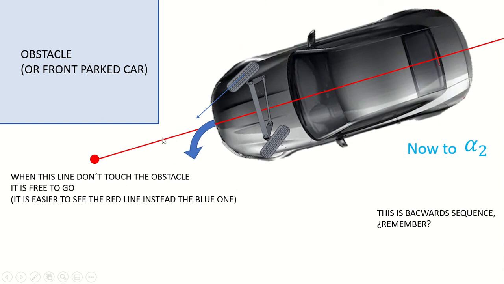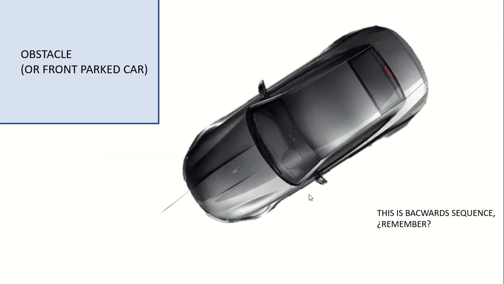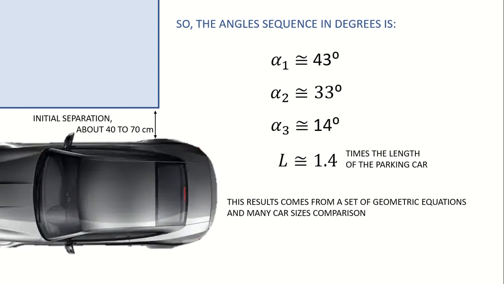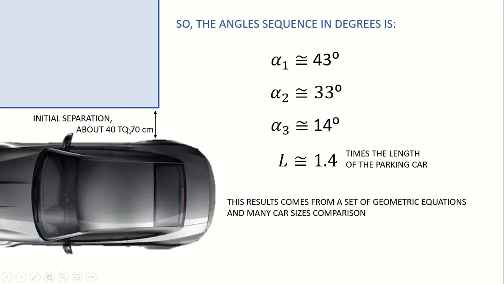You know that when you are taking out of the parking slot, if this line is free, not blocked by the car in front of you, then you are free to move out because this line is now heading to outside space. So now we move the angle alpha 2, and finally the last one will be the angle alpha 1. Remember, this is backwards. So the angle alpha 1 will give us now the initial position to take in the parking slot we already left.